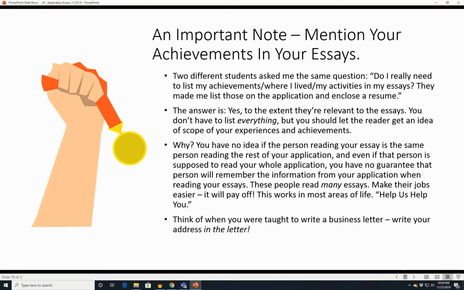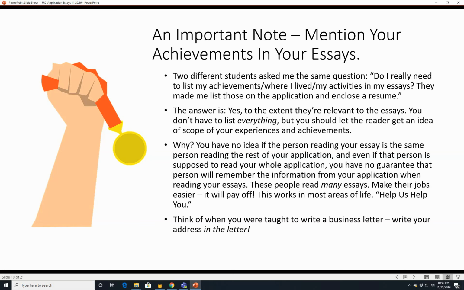Another thing you might think of is when you were taught to write a business letter, probably 6th, 7th grade, you were taught to write your address in the letter, and if you were like me, you'd say, well, why don't they have the envelope? And the teacher, as if on cue, said, because the envelope will be separated from the main letter. It happens all the time.